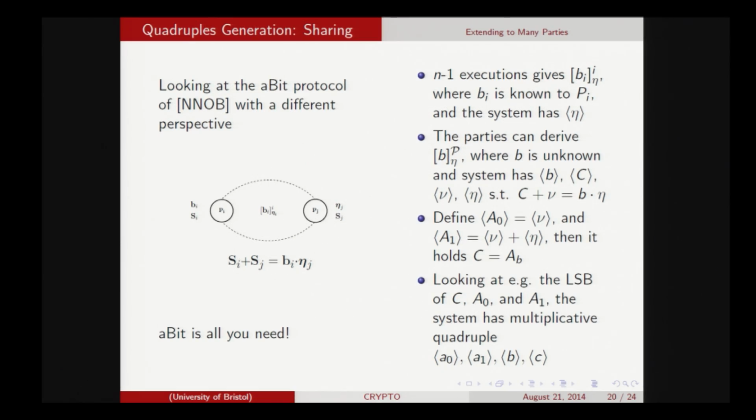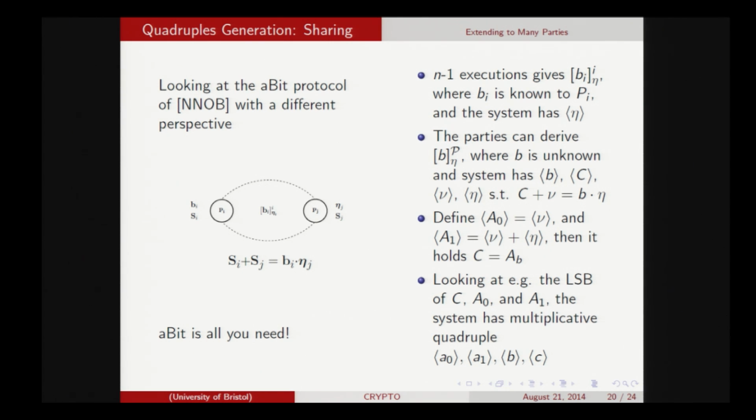OK, so how do you generate these quadruples? We're using exactly the same protocol that authenticates the bits, but now we see it from a different perspective. We don't see it as a way to authenticate bits, but we see it as a protocol that gives shares of the product of bits and some field elements. So with this perspective, it's not difficult to see that you can actually generate additive sharings of the quadruple. The details are on the right side of the slide, but this is not very important. The important bit is that you can now generate additive sharings of quadruples.